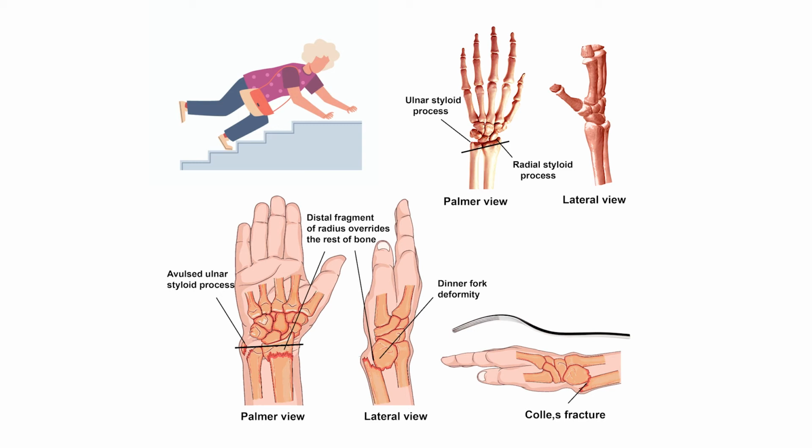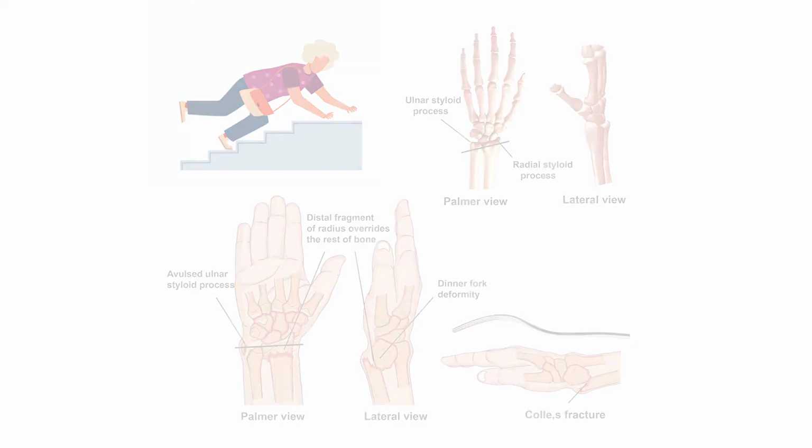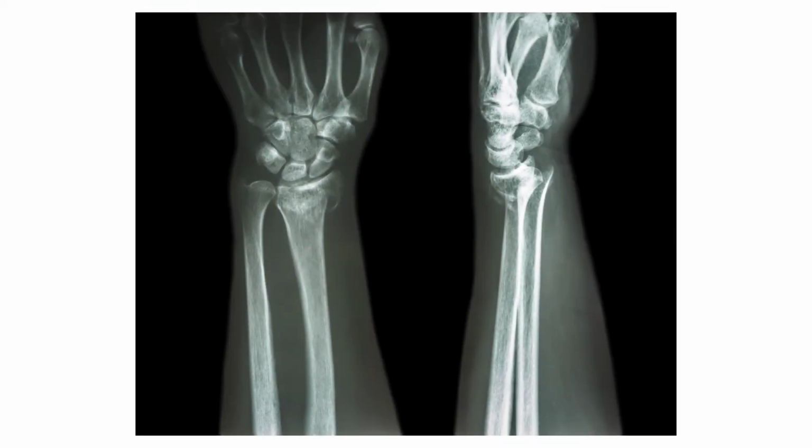This fracture is often referred to as a dinner fork deformity because of its shape. The distal end of the radius moves posteriorly, giving a bump that makes the patient's wrist look like a dinner fork. A couple of extra images are included to show you how this fracture presents and to drive home the comparison to a dinner fork.